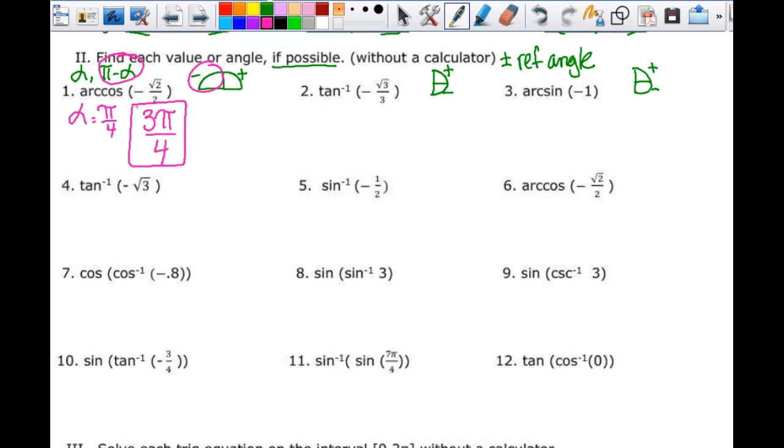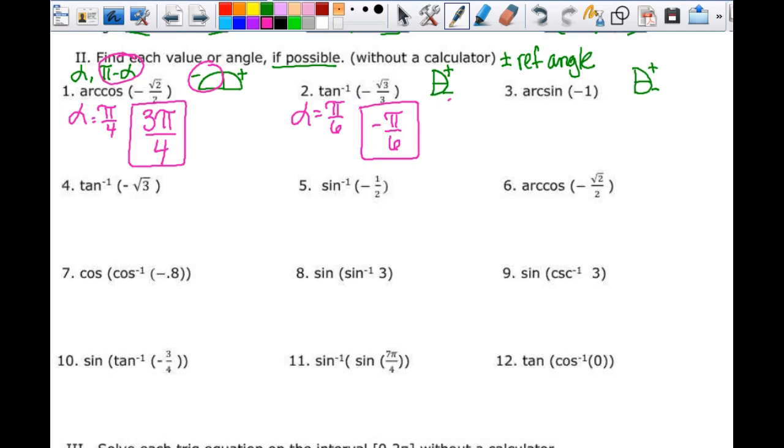All right, so here on number 2, tangent inverse of square root of 3 over 3, that reference angle is going to be pi sixths. So your alpha is pi sixths. But this is negative. So for negative and tangent, we're using the fourth quadrant, but I don't name it as a fourth quadrant angle. It's just plus or minus the reference angle. So since it's the negative one, it's negative pi sixths.